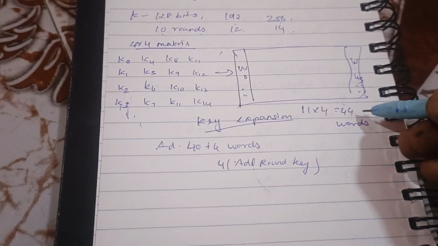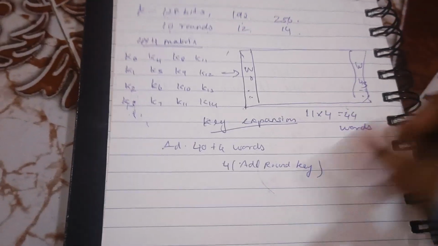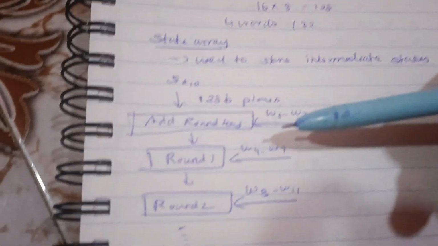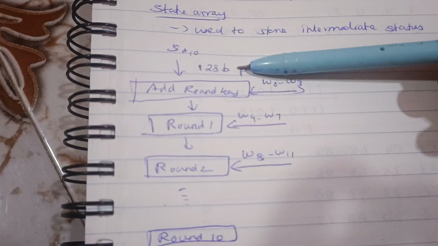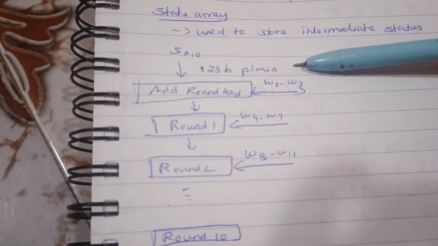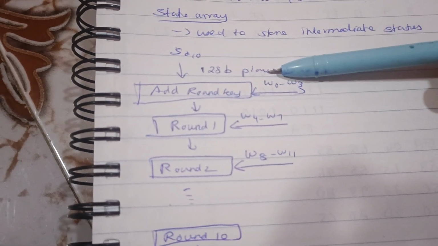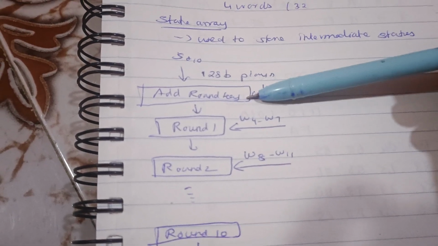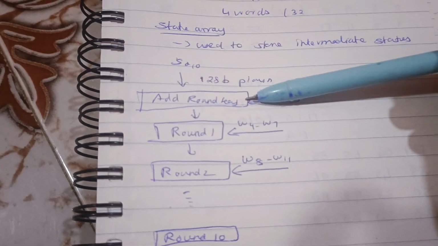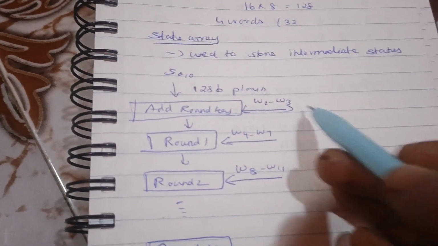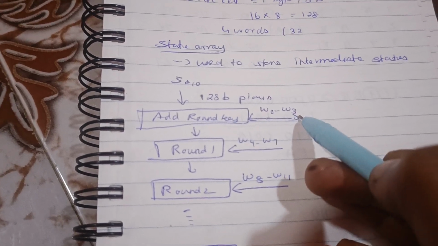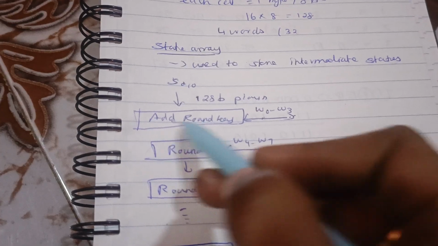So totally we need 44 words. Okay, next we will see the diagram. This is the actual diagram. Here a 128-bit plain text is there, and that plain text is going into add round key. This is the first round. Add round key. See, I told you, right? From word 0 to word 3 will be given as key in the add round key.